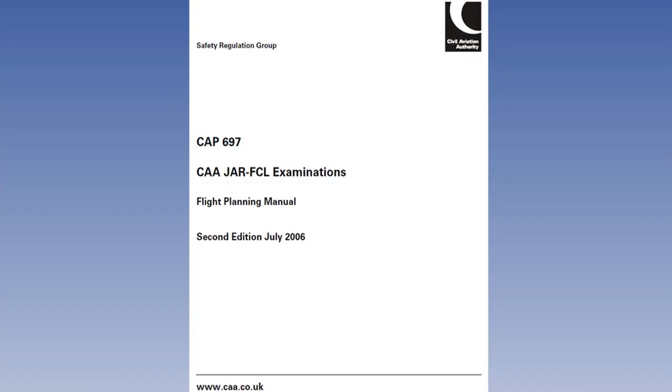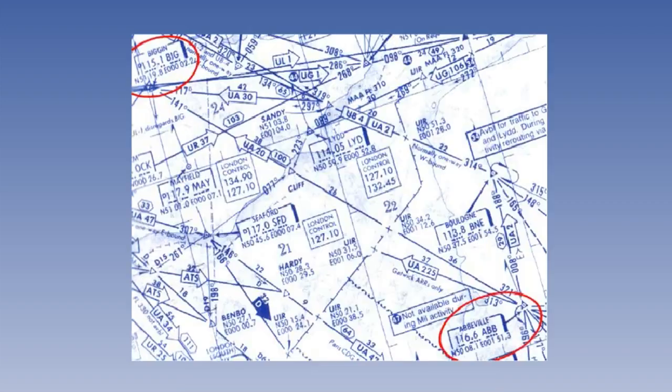A large majority of the data given in the CAP697 refers to distances measured in nautical air miles. When planning a flight on a chart, we measure distances in nautical ground miles. We shall look at the relationship between nautical air miles and nautical ground miles.